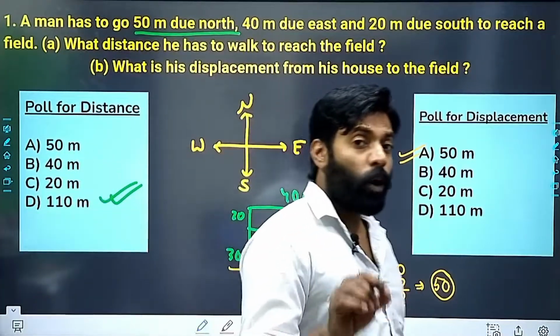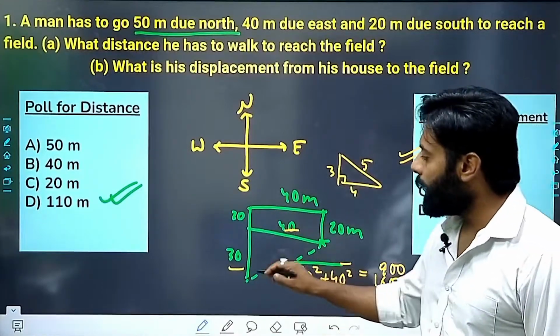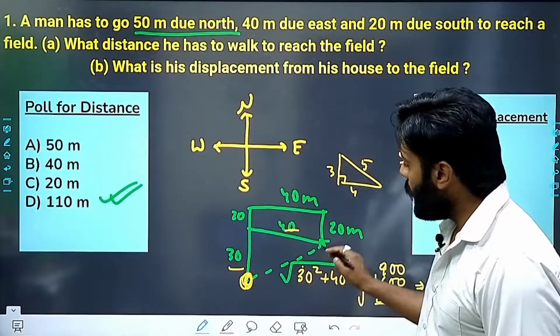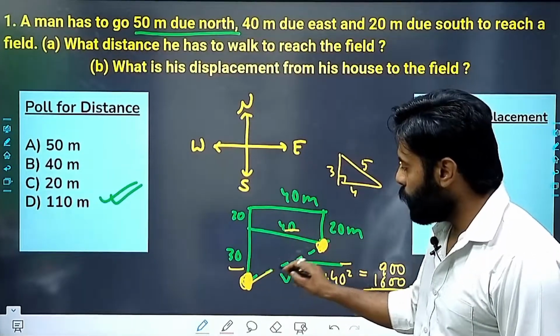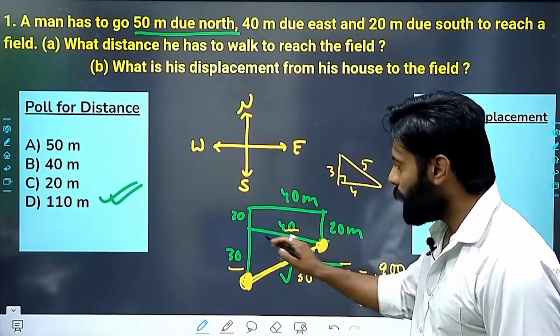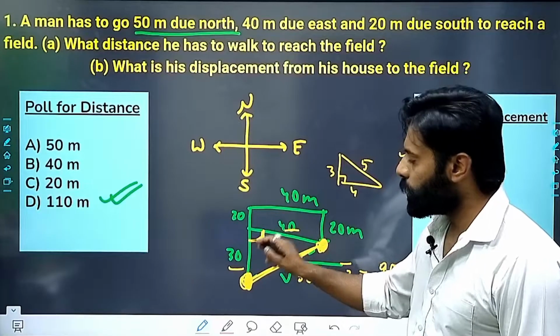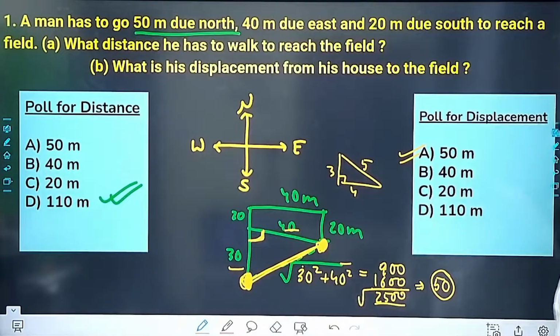Because for displacement, I only require the initial point and final point. So this is the initial point, this is the final point, and I need to find out this value. This value can be easily found using the Pythagoras theorem. Let's move.